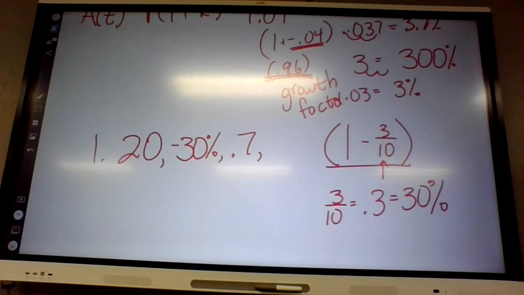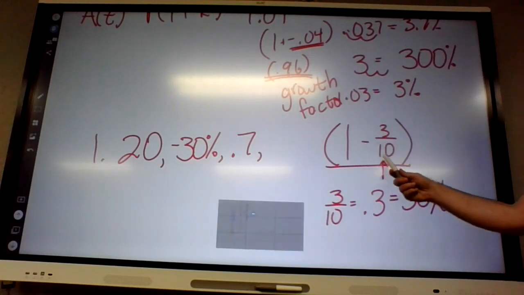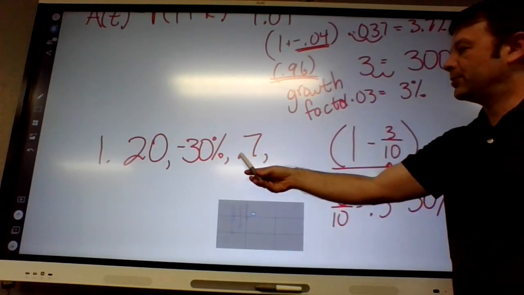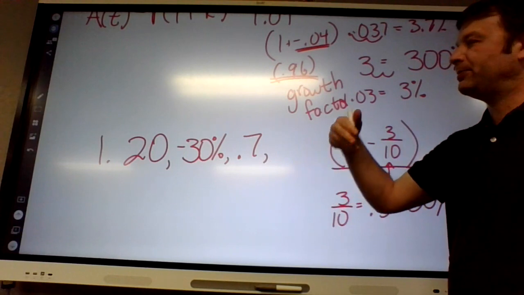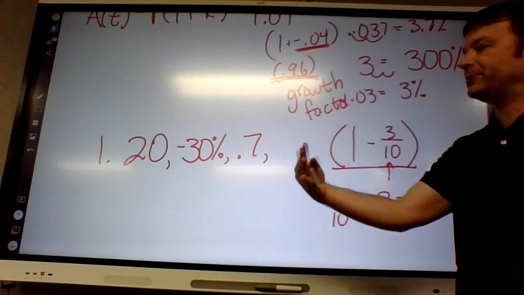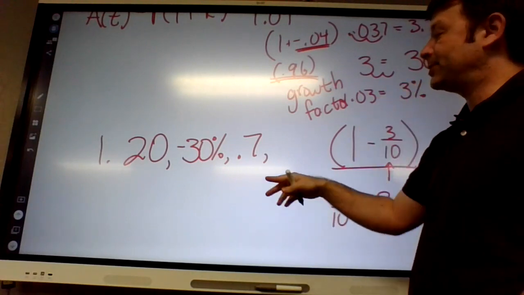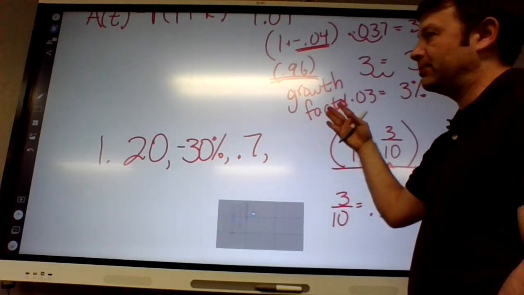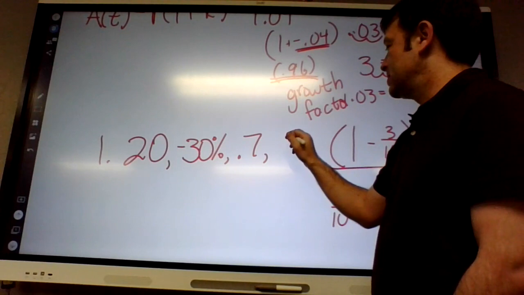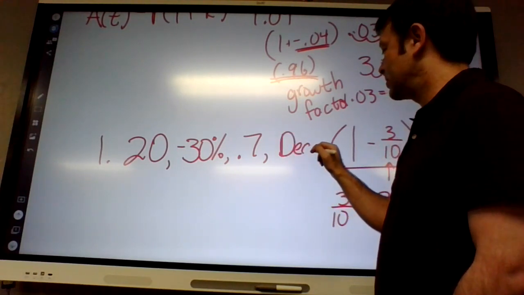Is this an example of exponential growth or decay? Decay, because this is going down, it's negative, or this value is less than 1. If you multiply by 0.7 times 0.7 times 0.7, you keep getting smaller and smaller numbers. If you multiply by something bigger than 1, you get bigger and bigger numbers. But yeah, this one's decay.